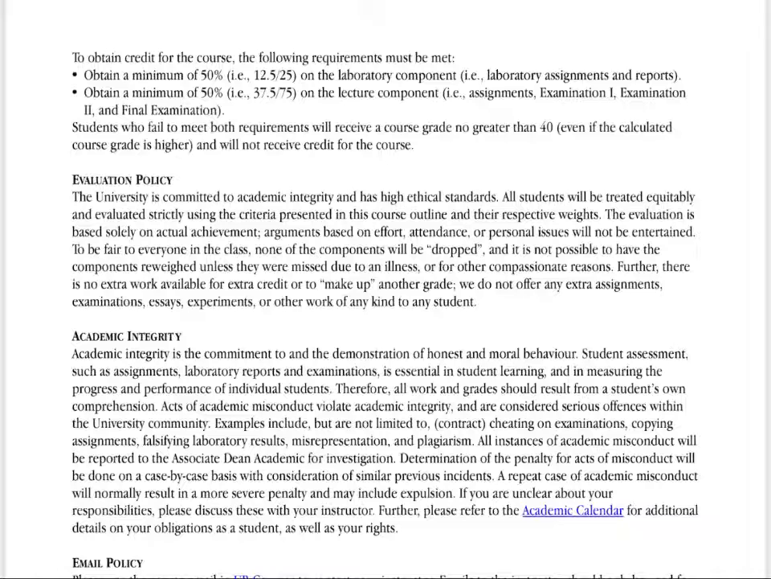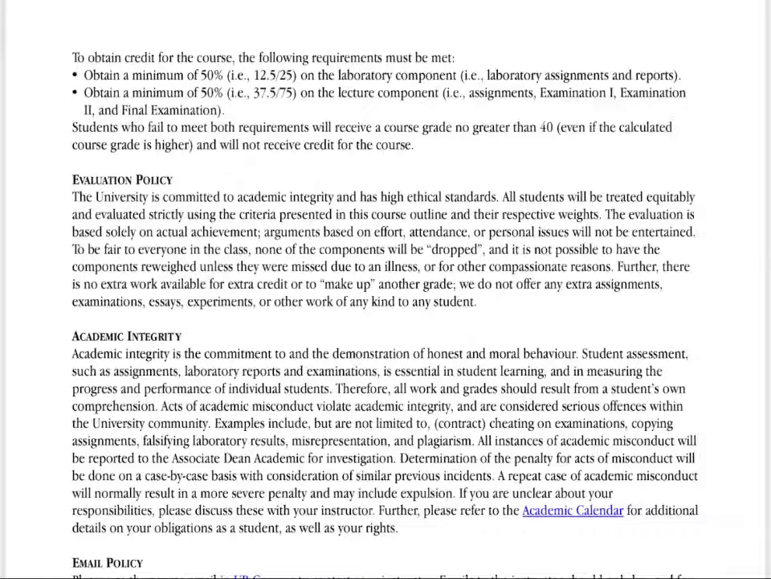Examples include, but are not limited to, cheating or contract cheating on examinations, copying assignments, falsifying laboratory results, misrepresentation, and plagiarism. All instances of academic misconduct will be reported to the Associate Dean Academic for investigation. Determination of the penalty for acts of misconduct will be done on a case-by-case basis with consideration of similar previous incidents. A repeat case of academic misconduct will normally result in a more severe penalty and may include expulsion.